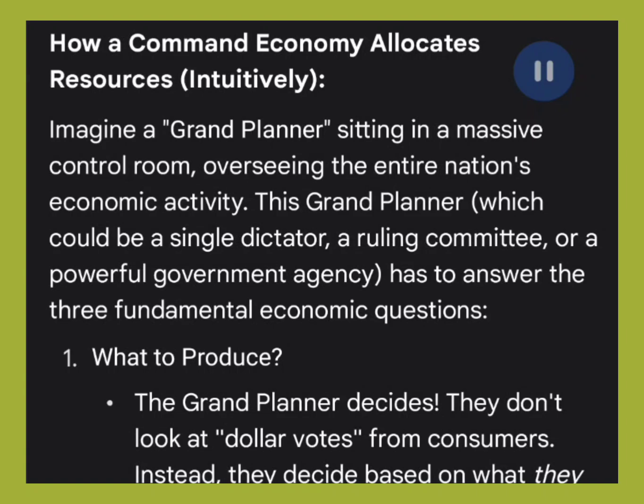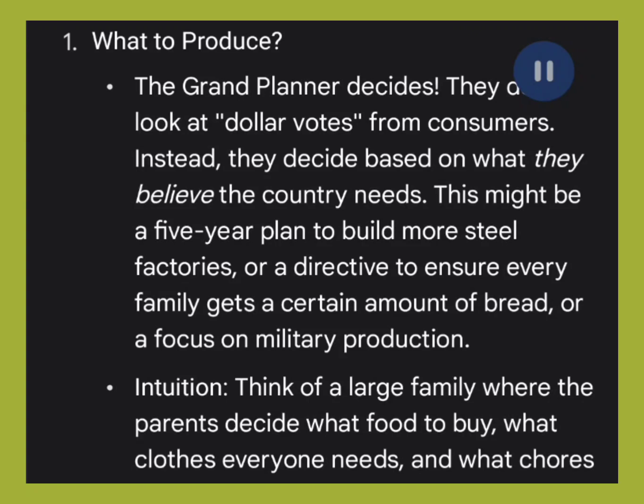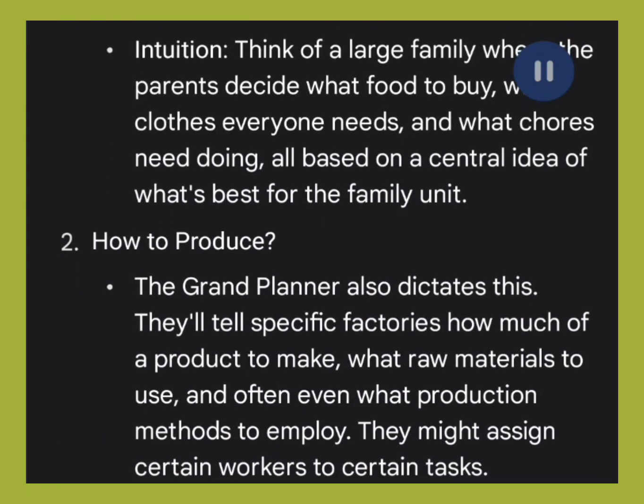1. What to produce. The grand planner decides. They don't look at dollar votes from consumers. Instead, they decide based on what they believe the country needs. This might be a 5-year plan to build more steel factories, or a directive to ensure every family gets a certain amount of bread, or a focus on military production. Intuition: think of a large family where the parents decide what food to buy, what clothes everyone needs, and what chores need doing, all based on a central idea of what's best for the family unit.